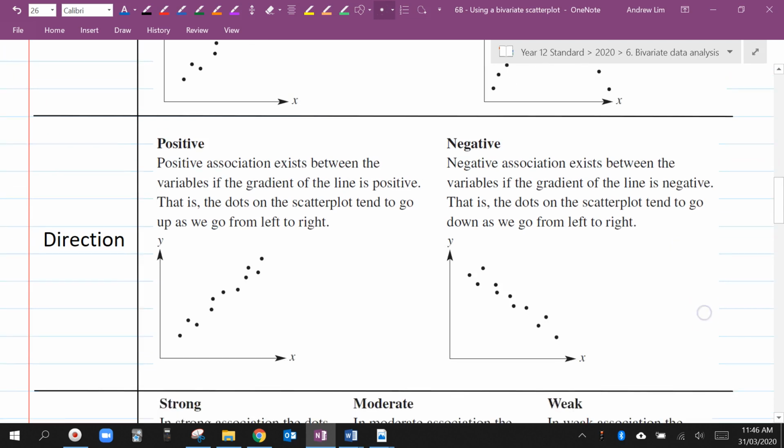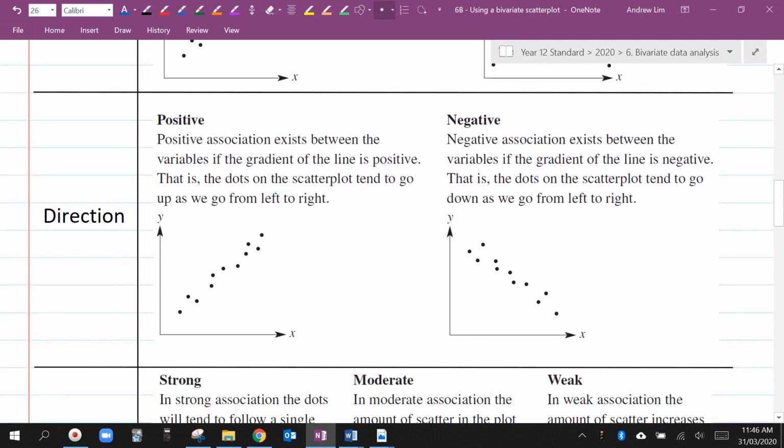What about direction? We can have positive or negative. A positive association exists between the variables if the gradient of the line is positive. That means it's going up from left to right. Here it's going up from left to right, so it's positive. And if it's going down from left to right, it's negative. Pretty self-explanatory.